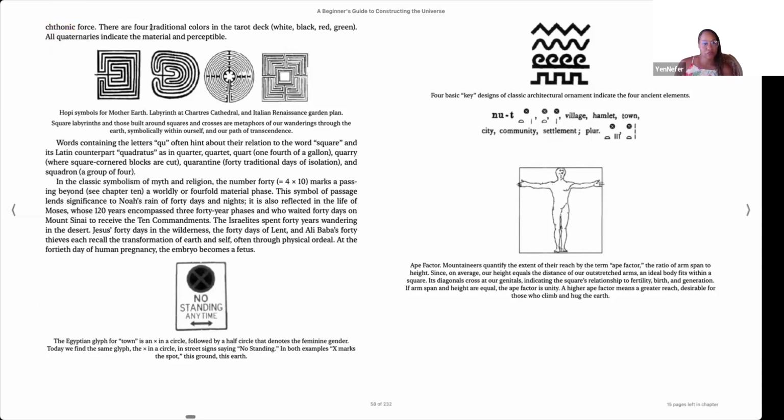Thonic force. There are four traditional colors in the tarot deck: white, black, red, and green.